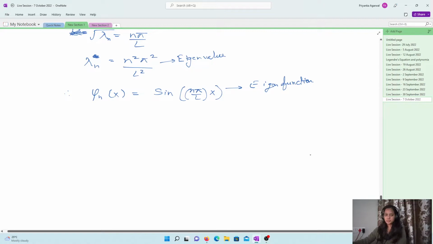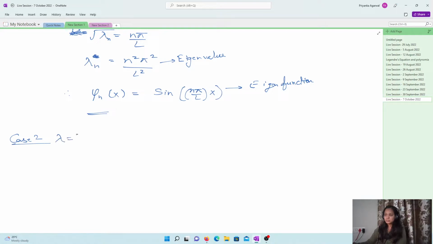Alright. So this is the solution. Now let's take case 2 when lambda equals 0. So this is a very simple equation. It becomes del square psi over del x square equal to 0. So in this case, psi of x becomes c1 plus c2 times x.